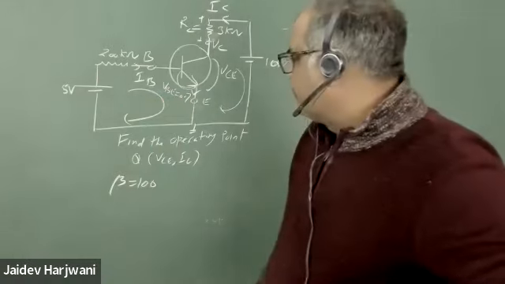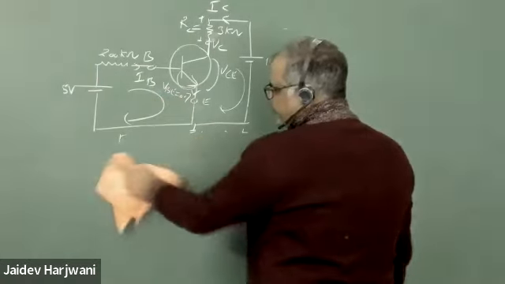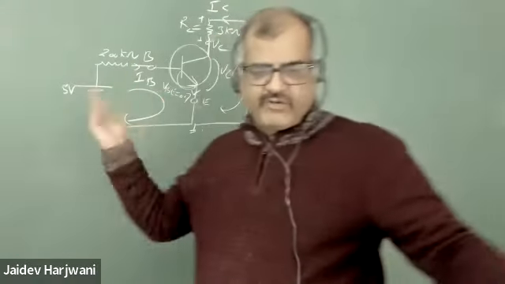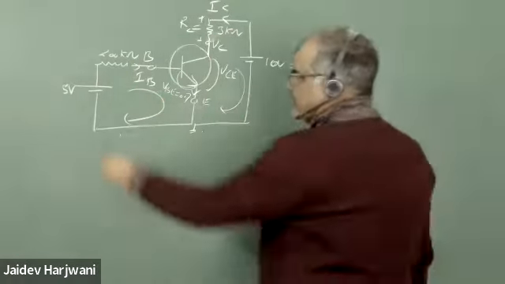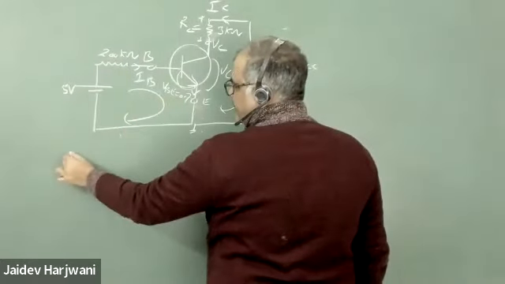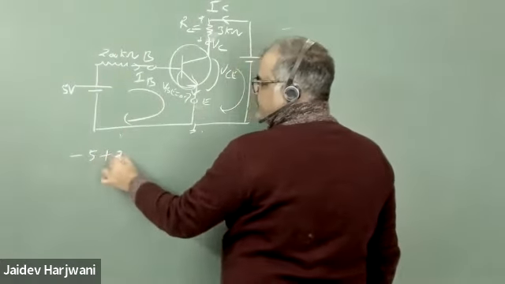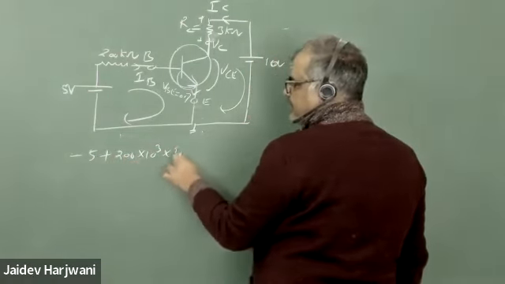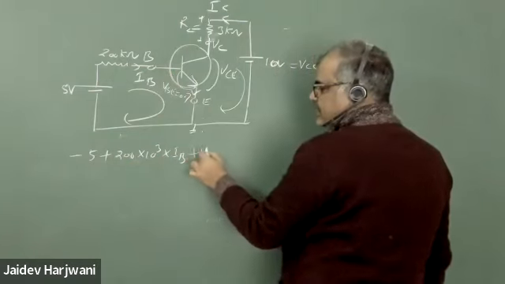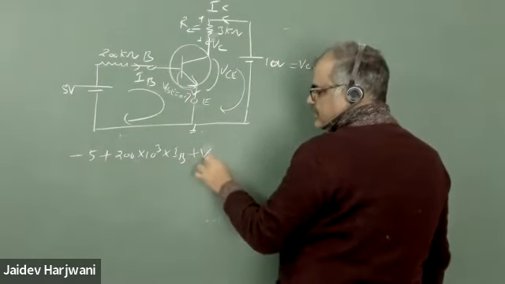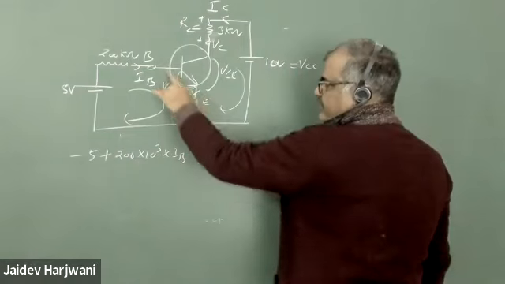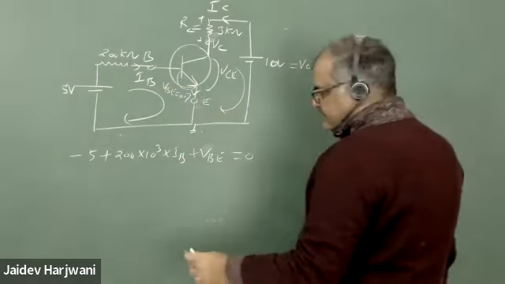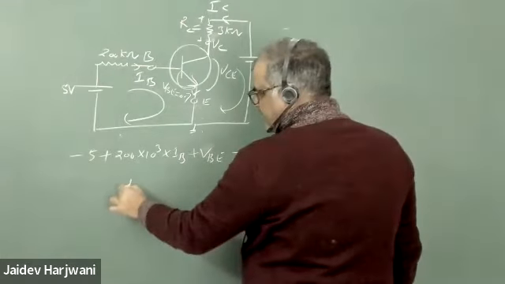Okay, so now it is very easy. You just have to write two equations. Always you have to write two equations, one for input, one for output. For the input equation you can write -5 plus 200 kilo ohm into IB, plus VB, the voltage of B with respect to E, VB equals to 0, and this will give you the IB value.